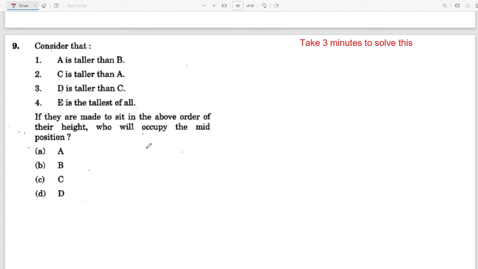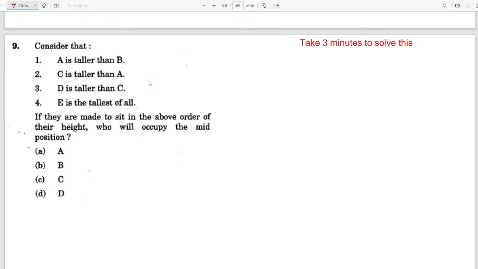So take 3 minutes to solve this question, and once you have solved it, post your answers in the chat. So guys, please take 3 minutes to solve this, and please post the answers in the chat. It's time. As I see, most of you have got option C. So we'll see how to go about this question.